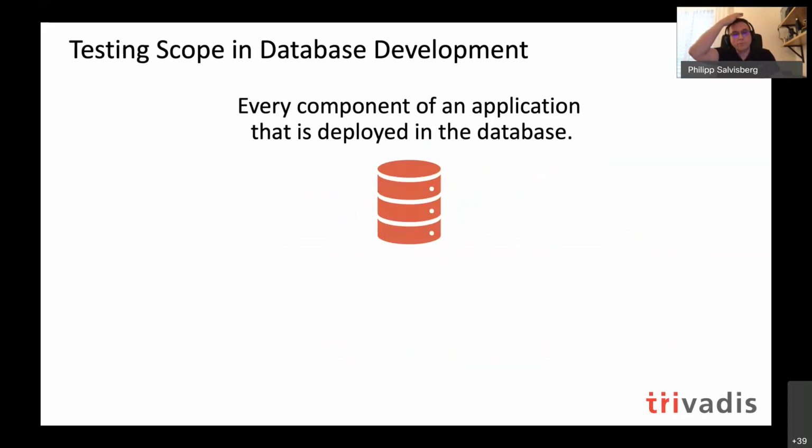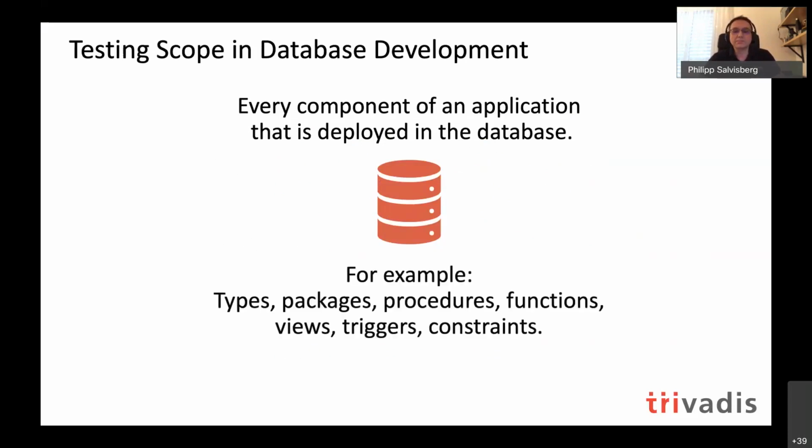So what is the scope of utPLSQL when you use it for testing? Basically, everything you deploy into the database. This means, what are you deploying? Types, packages, procedures, functions. These are PLSQL code. So yes, you can expect that you test that with utPLSQL. But also views. You can check if views provide the right output. These are basically select statements. Also in the with clause, they may contain some PLSQL, but you can check them as well. Do they provide the data you expect?